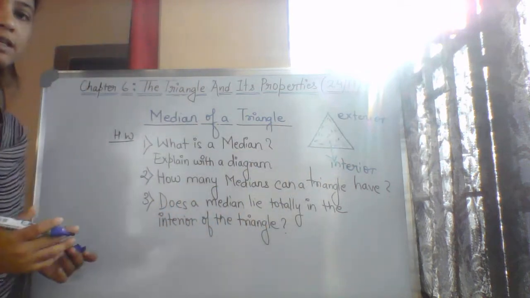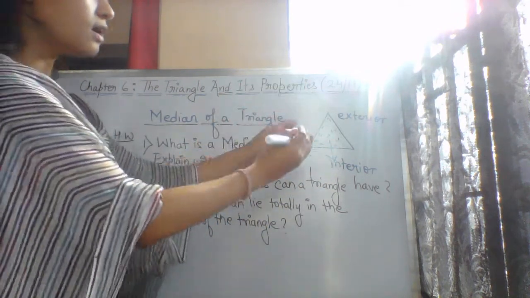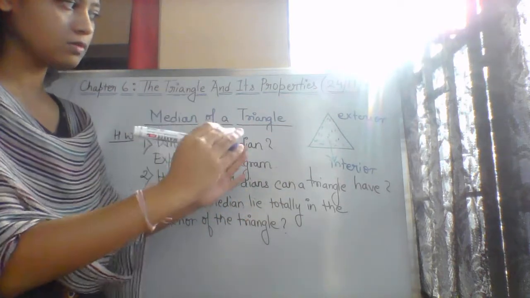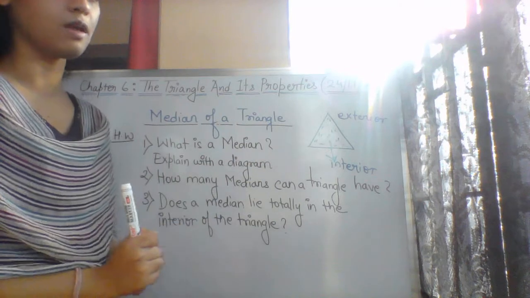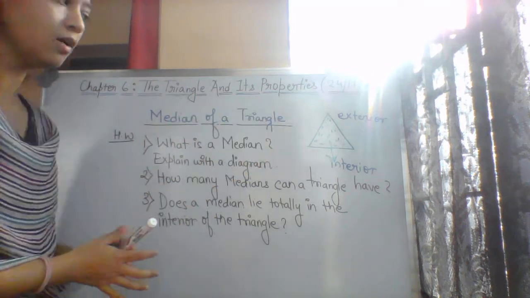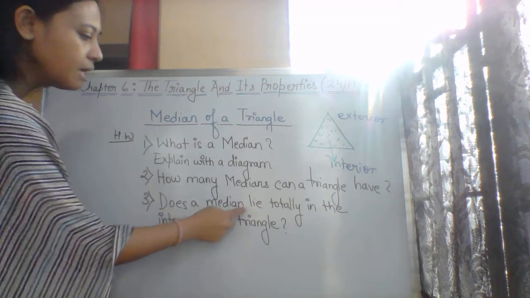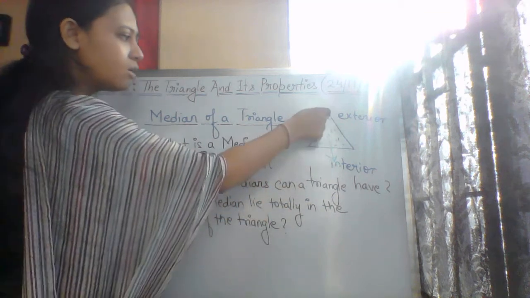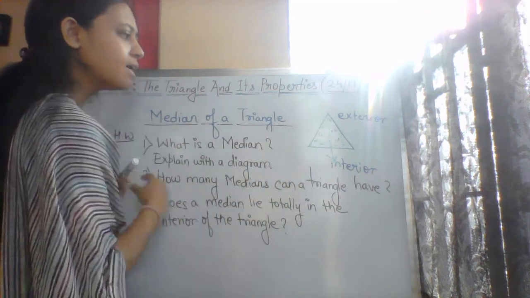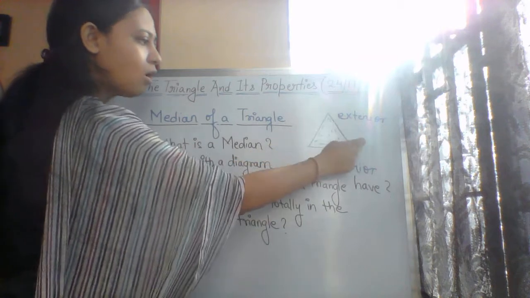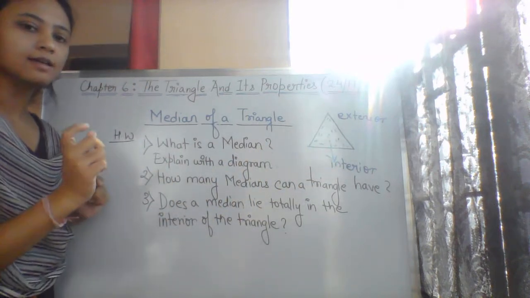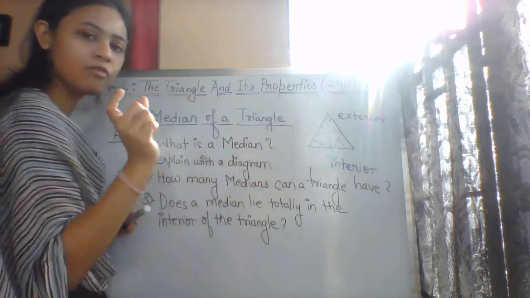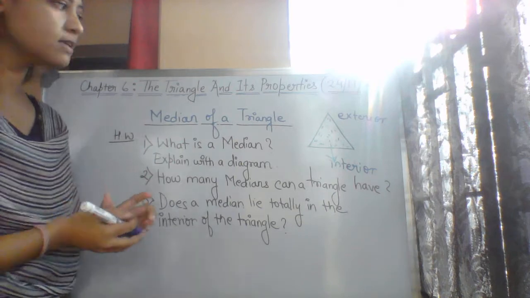So that is very clear. The interior of the triangle is the region enclosed by the line segments of the triangle, and the exterior is outside the triangle. So does a median lie totally inside the interior of the triangle? Will a median always lie inside the triangle, or can it lie outside also? Is the line you draw for finding the median always inside the triangle?